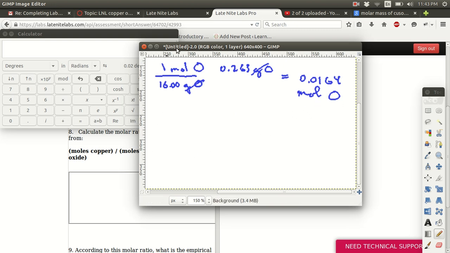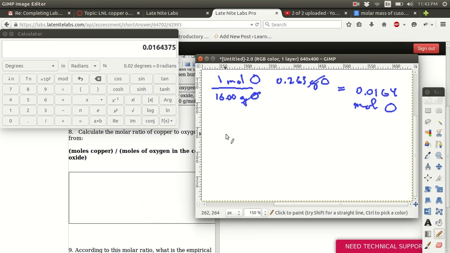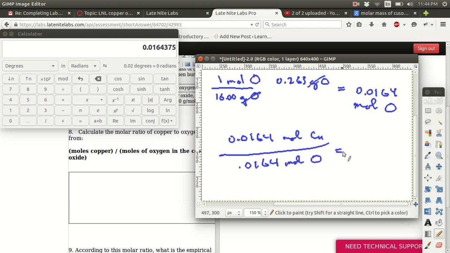So the mole ratio in number 8, the mole ratio is going to be 0.0164 moles of copper over 0.0164 moles of oxygen. And that equals 1.00.